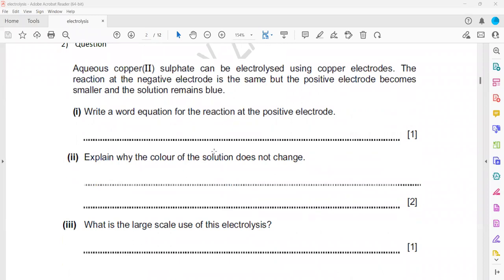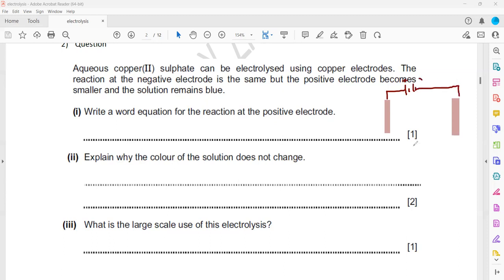In question 2, aqueous copper(II) sulfate is electrolyzed using copper electrodes, not carbon. The previous question was using a carbon electrode, but now we are using a copper electrode, meaning the anode and cathode both consist of copper.